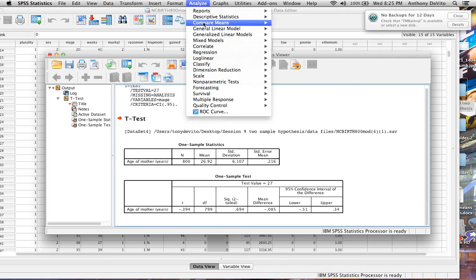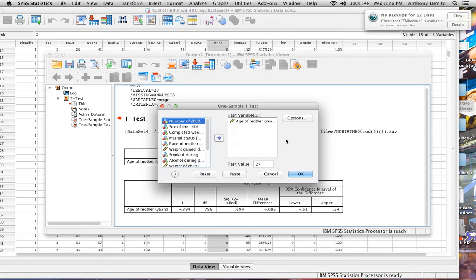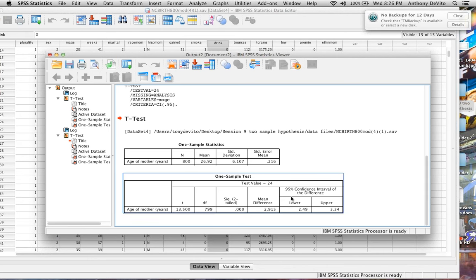I'm going to do it one more time, except this time I'm going to make that number 23, maybe 24. Maybe women in New York State give birth much younger. Okay. And when I did it this time, I got a t-score of 13.5 and a significance that's very large. So that's my single sample t-test. I'm taking one sample, comparing it to a set number.